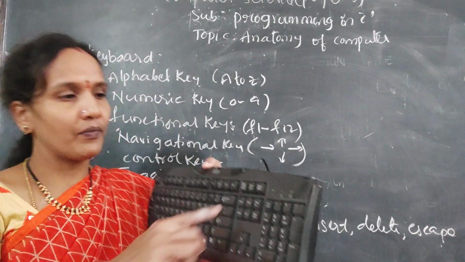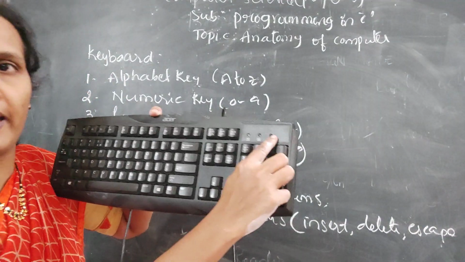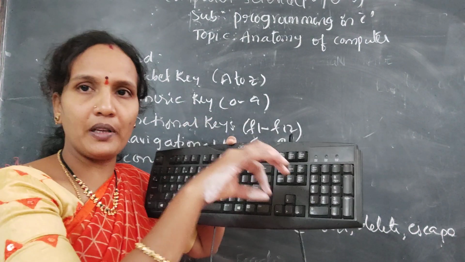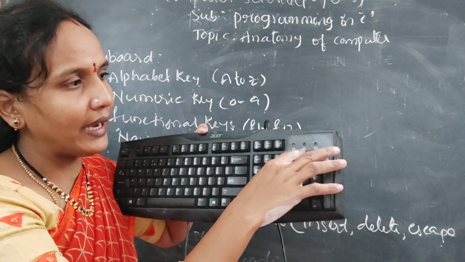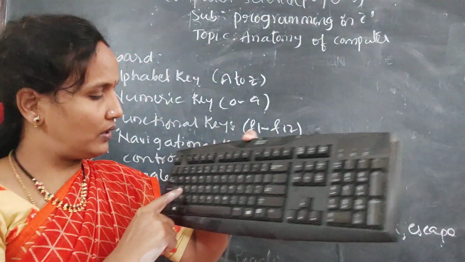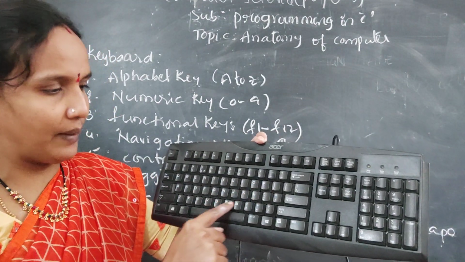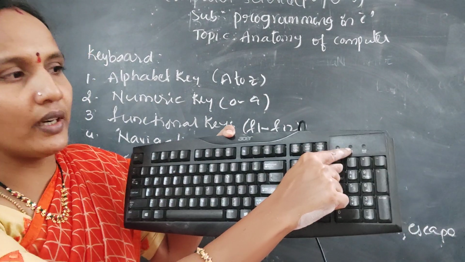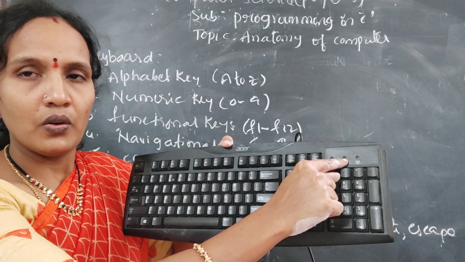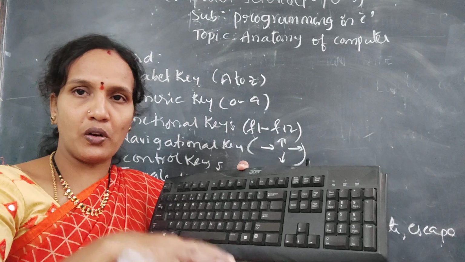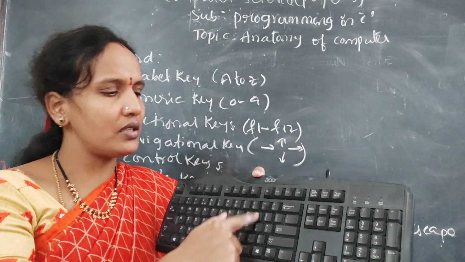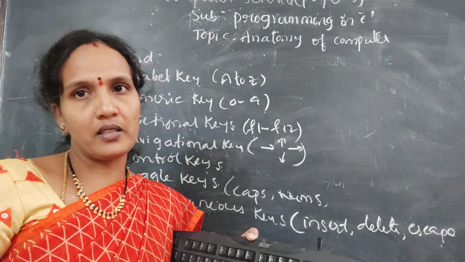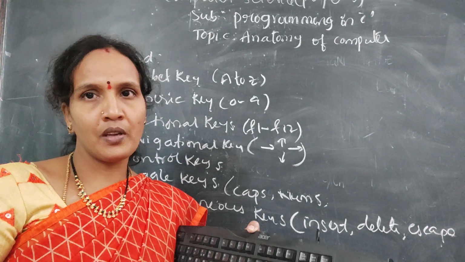Toggle keys means here you have 3 LED lights. This is for the num lock, means you can enter the numbers. And caps lock means here by default these letters are all in caps. Here if you press the caps lock, you will get the LED light. What it means is, the same letters are used for capital letters as well as small letters.